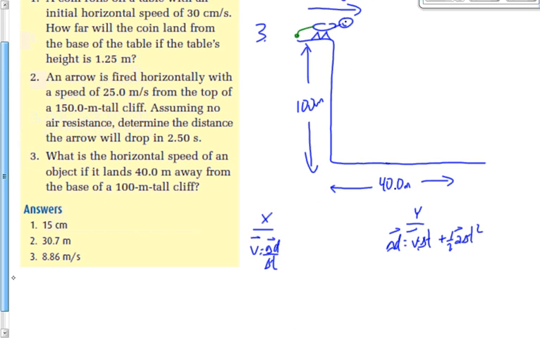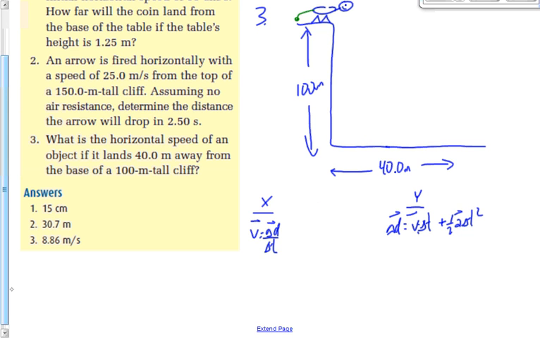Plug some numbers in here. V for the X component, we don't know. Delta D for the X component, we do know it's 40 meters. Not 100, it's 40. T, we don't know. Let's go over to the Y component. This green-tailed buffalo ends up down on the ground, 100 meters below where he started. Delta D would be negative 100. VI for the Y component would be 0.